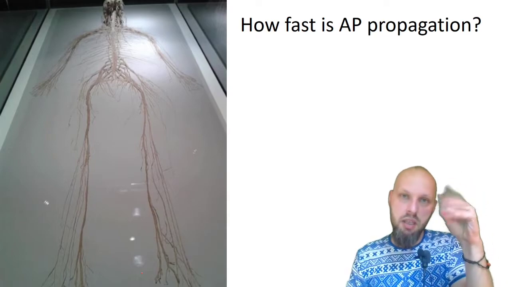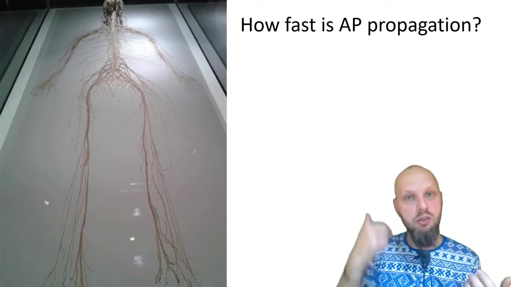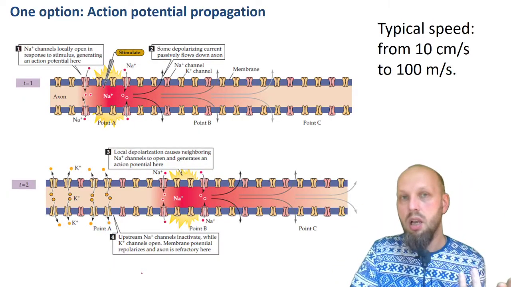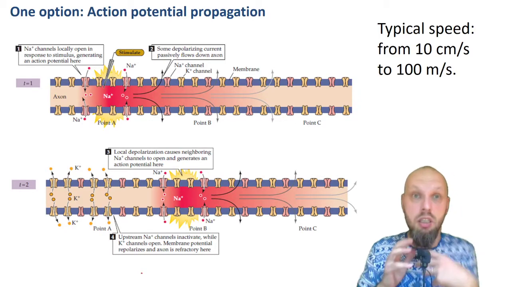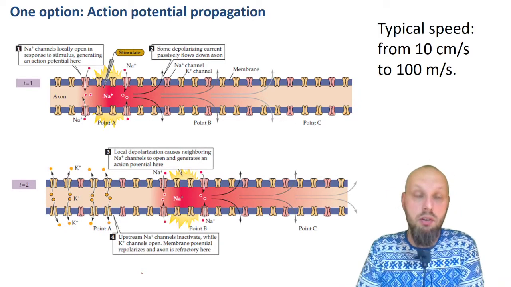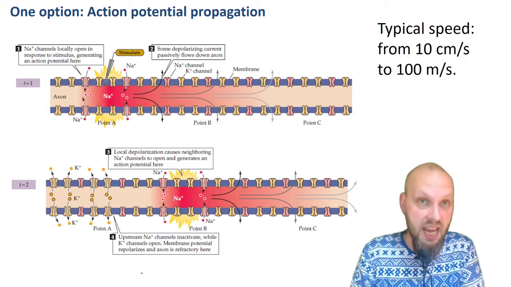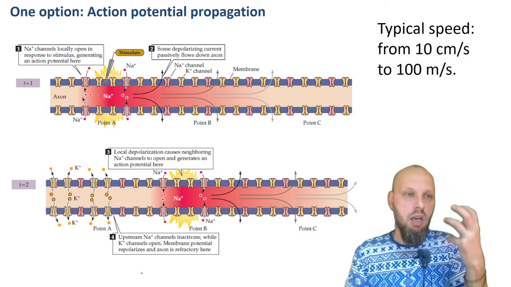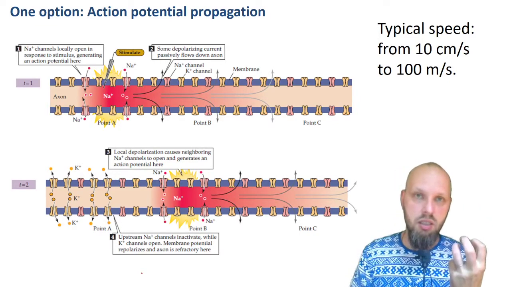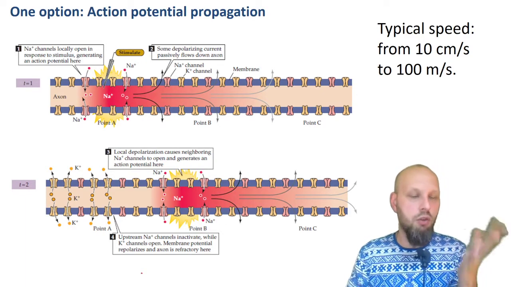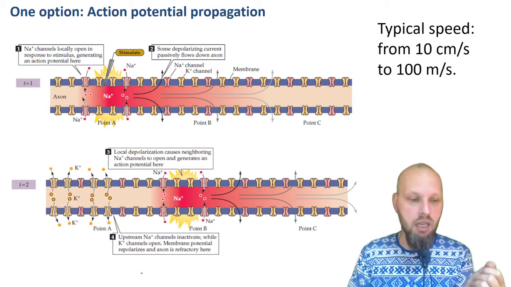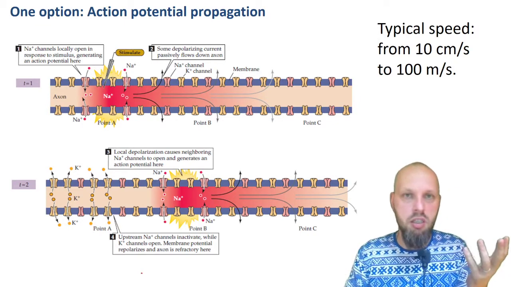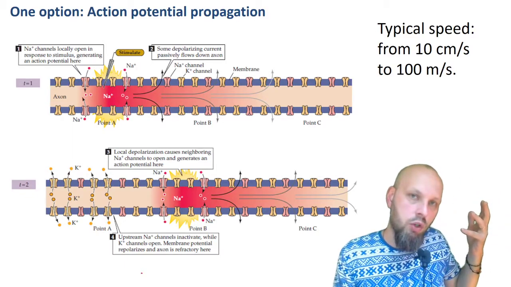If you touch something with your fingers, how quickly does this information get into your brain? The typical speed is from 10 centimeters per second to about 100 meters per second. So it's a huge range. Some neurons are slow. Pain is actually a good example. If you hurt your hand, there is sharp pain and then there is dull pain. And sharp pain is like, oh my God, I just touched a stove. So you really need to move your hand away quickly.